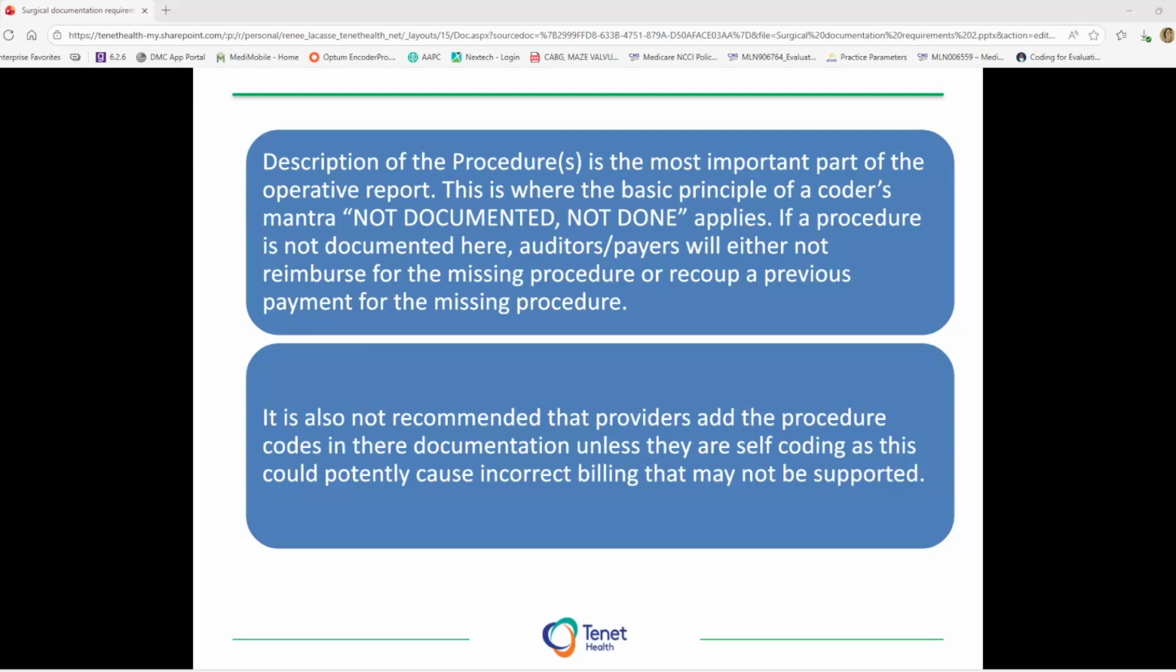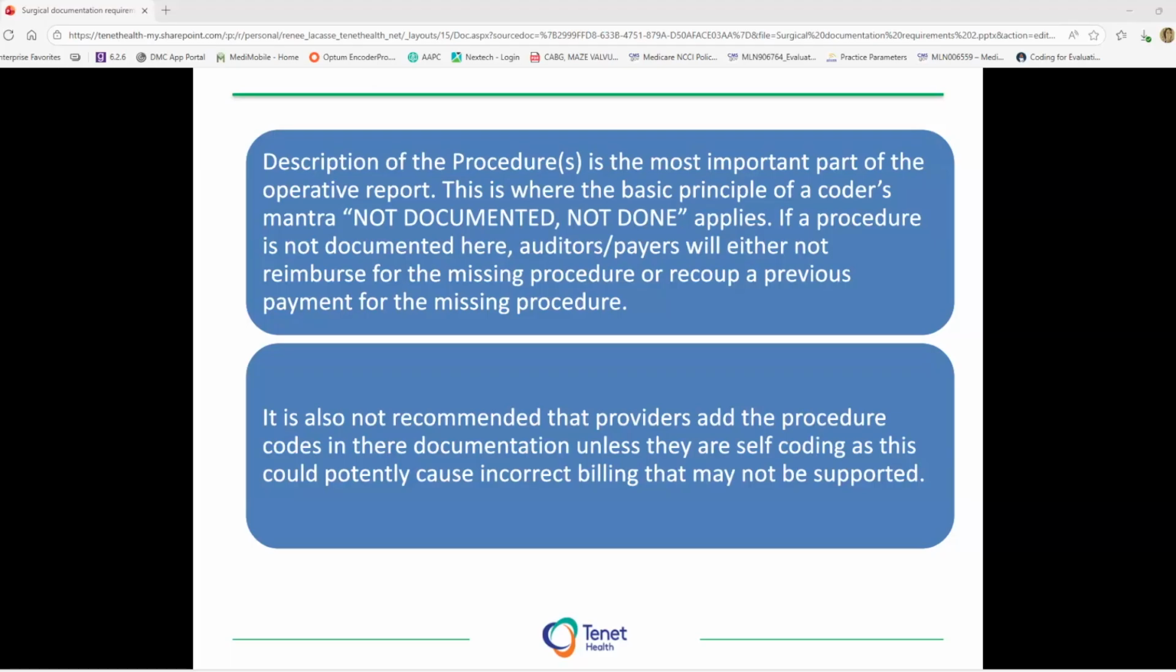If you see that you have something listed in your procedure list, you're going to want to make sure that it is in the procedure description if you truly, in fact, did do it. Because if it's missing, it can lead to, obviously, no reimbursement for the procedure. It could be that the insurance is going to recoup the payment back from you guys.